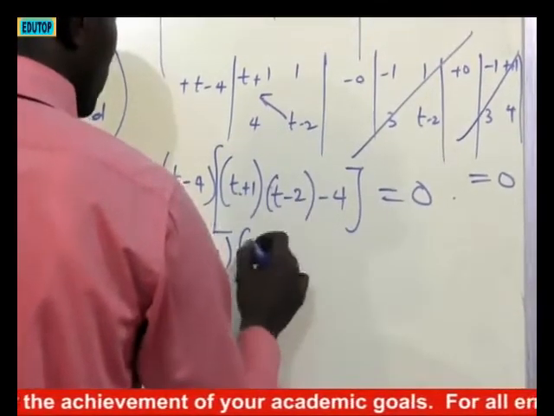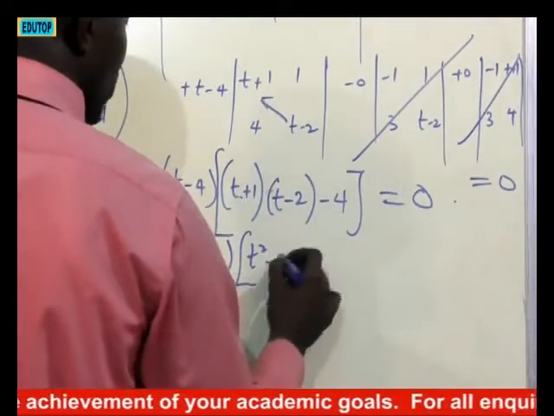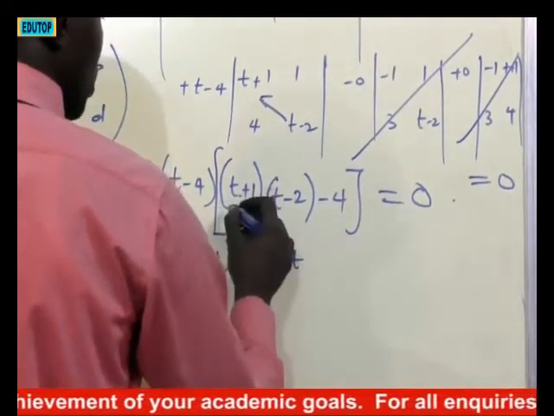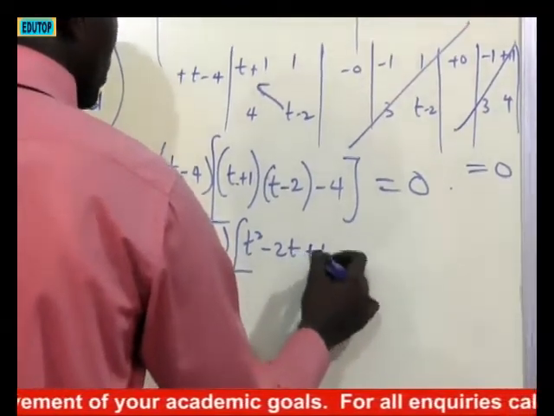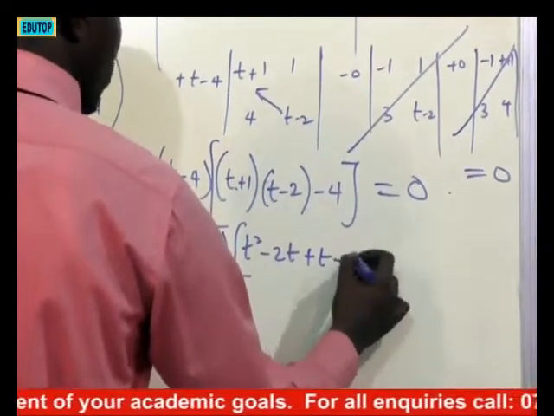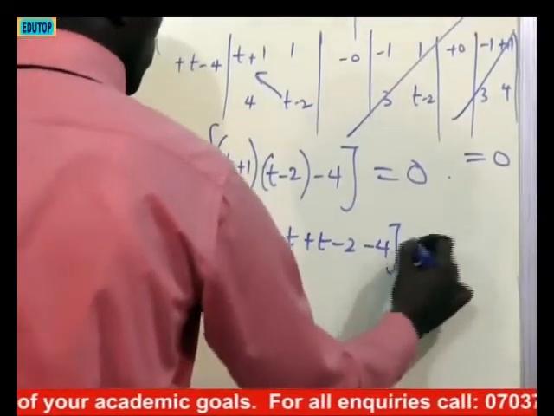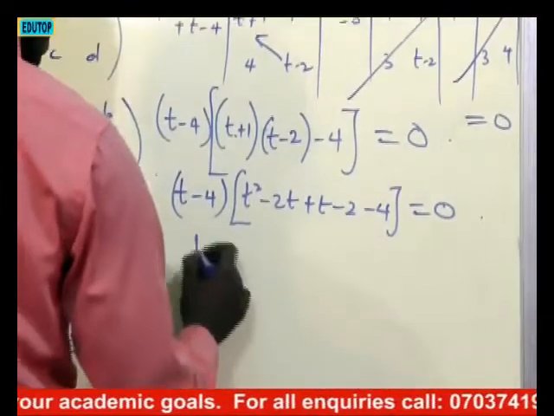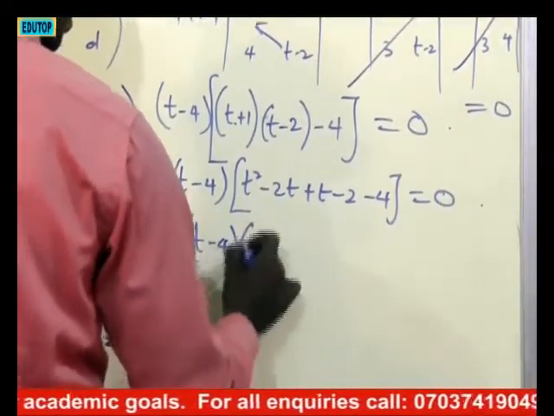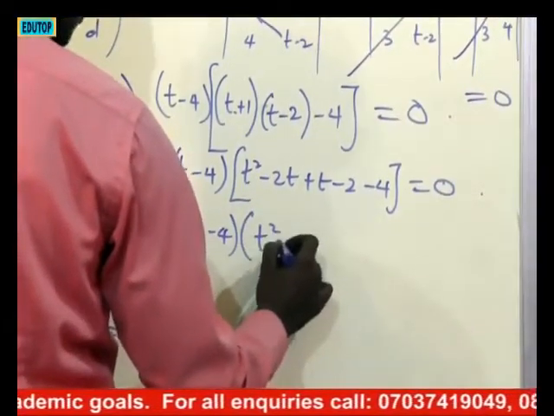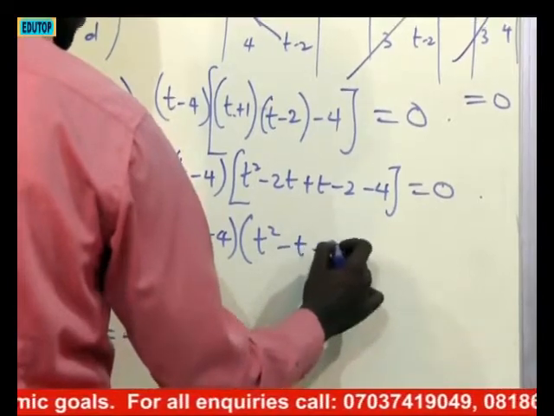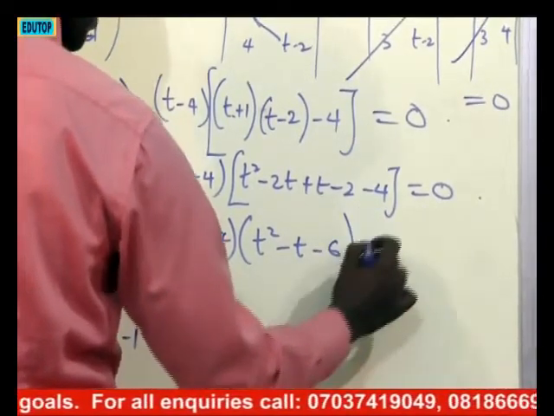Into t times t squared. T times this minus 2t. Then t times this plus t. This times this minus 2 minus 4 equals 0. Then we have t minus 4 into t squared minus t minus 6 equals 0.